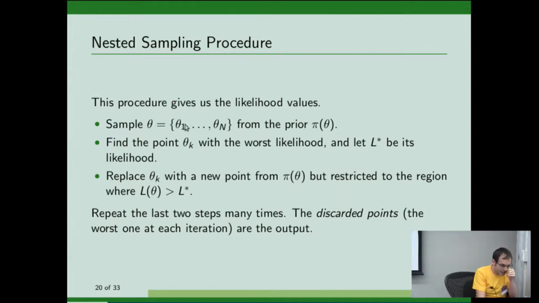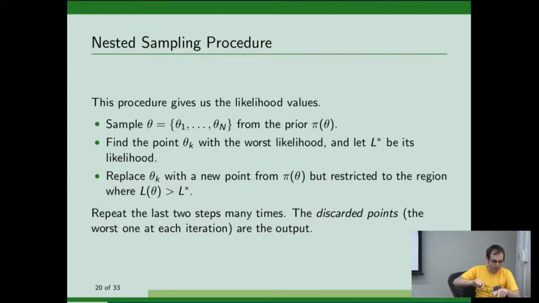So the algorithm starts out by you define a number of particles or walkers or points, n, that you're going to generate in parameter space, and then you generate them from the prior. So the marginal likelihood we're trying to do is an integral with respect to the prior. So we start by generating points from the prior. Most of those points are not going to fit your data. They're going to be crap.